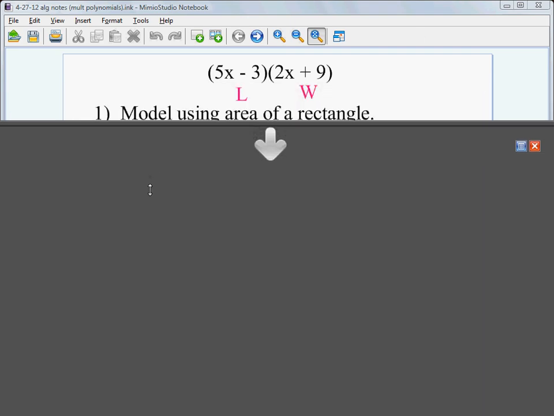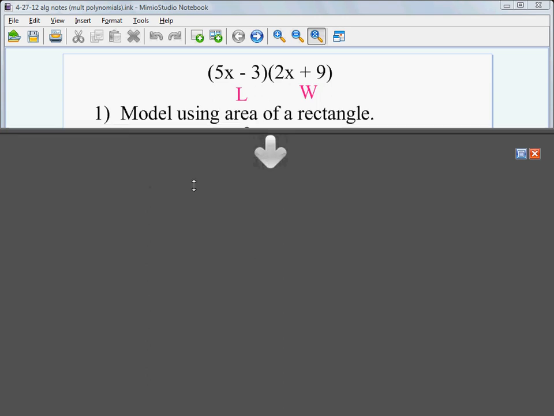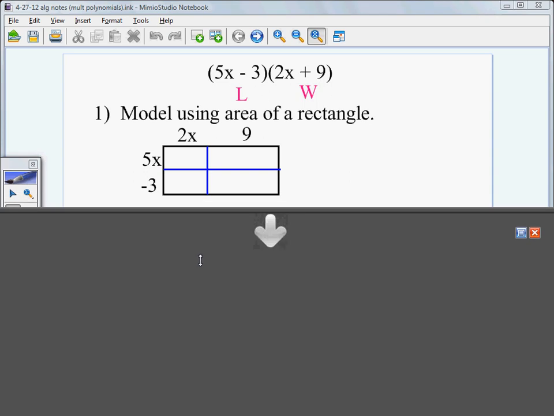of a rectangle. Okay, so we're going to treat the first binomial as the length and the second binomial as the width. And I just drew a little model here. And in this problem, I've got the length is 5x minus 3, and the width, you can call them either way, but it's 2x plus 9 across the top. It's 5x minus 3 down the side.